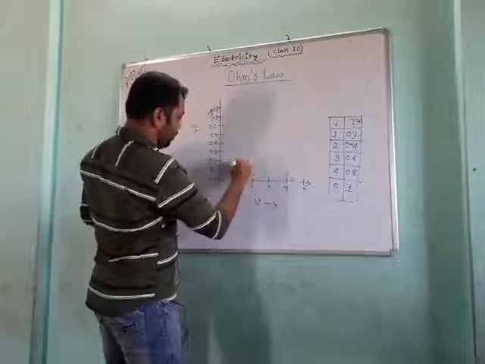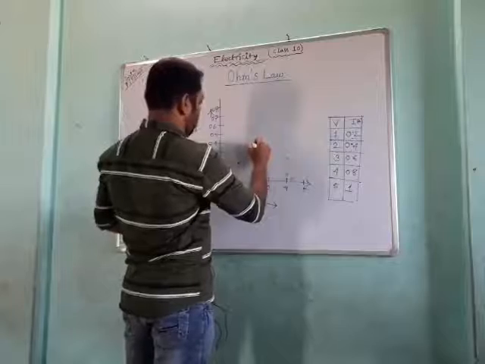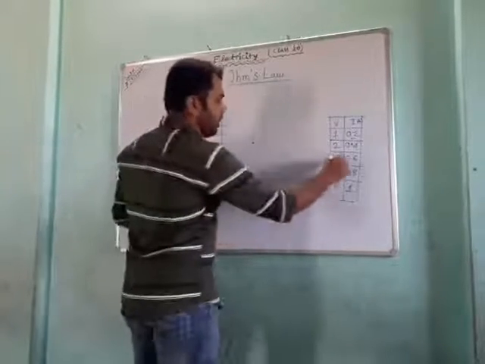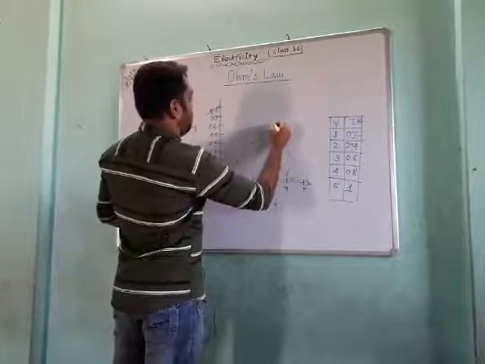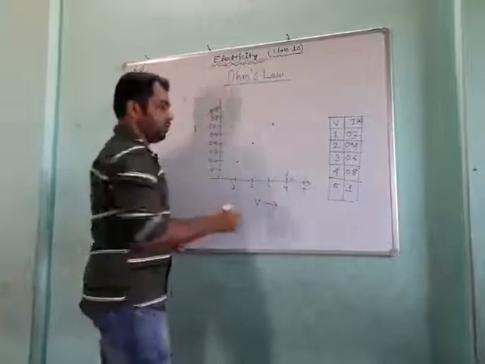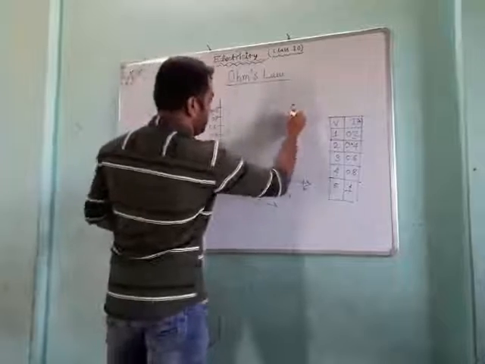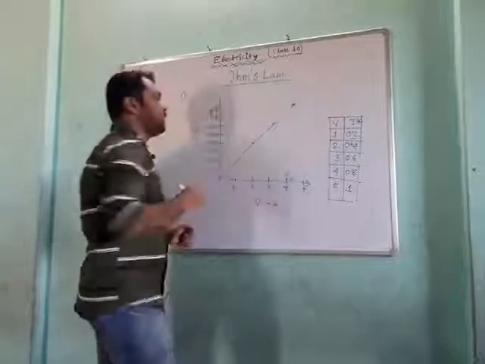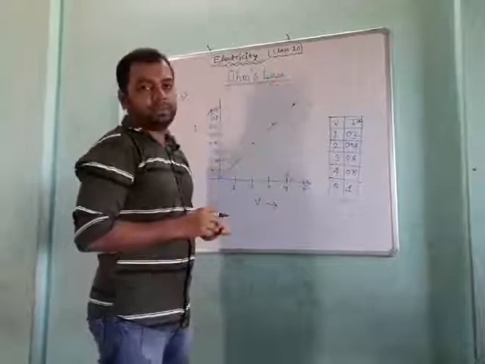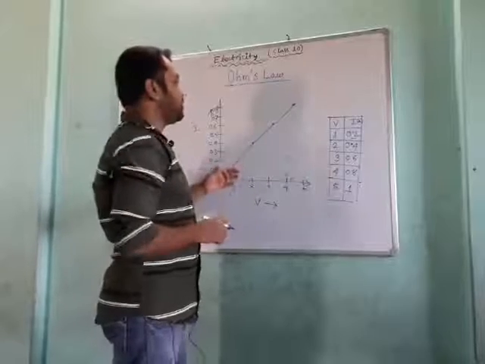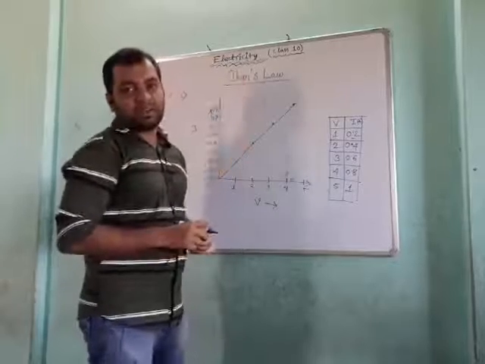Now if we put the values in this graph, against 1 volt we get 0.2, against 2 volt we get 0.4, against 3 volt we get 0.6, against 4 we get 0.8. Now if we join these points, we will see that it forms a straight line. This is called the V-I graph. It will always be a straight line.